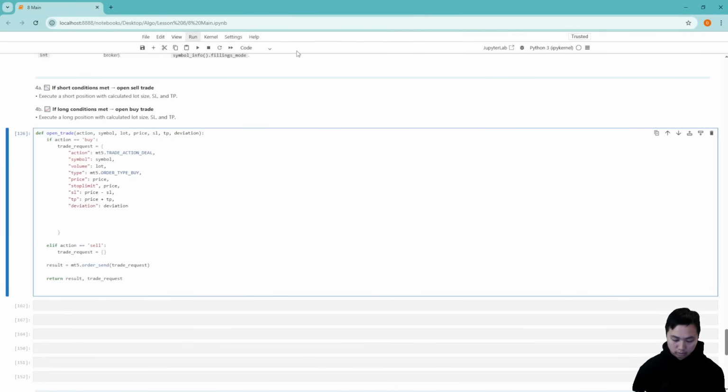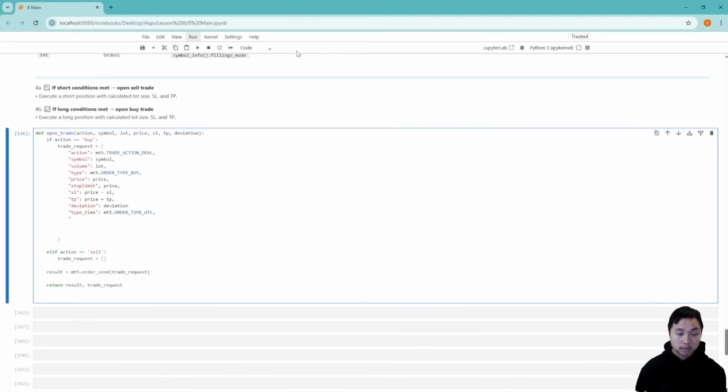And then there are two final parameters. One is the type time. We're going to use the good till cancelled order. This trade stays here until it's being executed. And then the type filling equals the filling policy, and we are going to use the IOC, that is immediate or cancel.